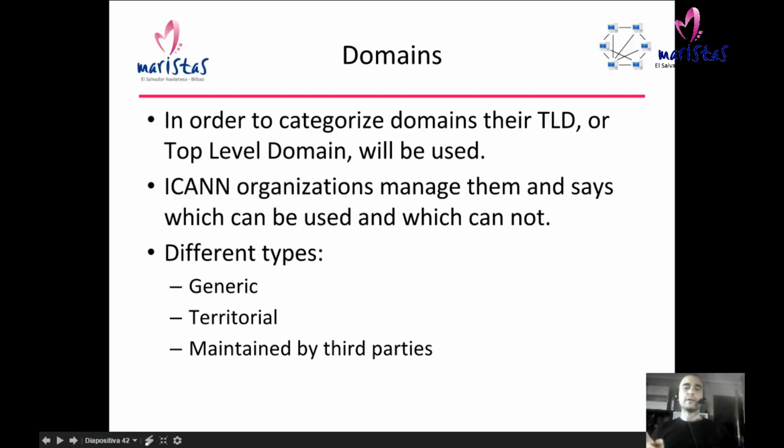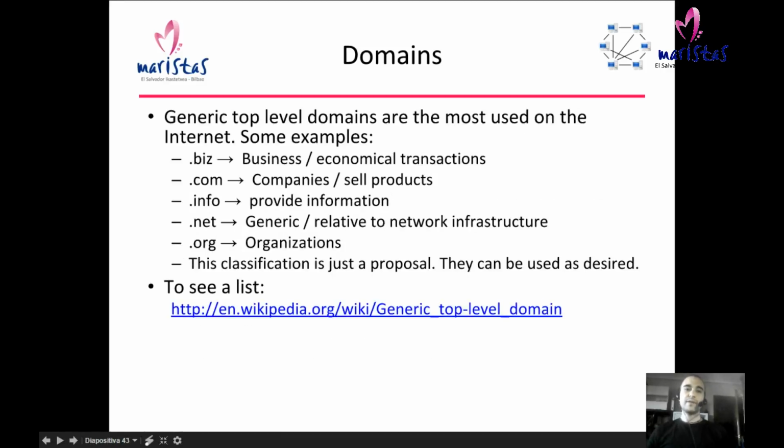The part on the right, we have said, is called the top level domain, or TLD. There is an organization called ICANN which manages them and says which can be used and which cannot. We cannot invent a top level domain. It is ICANN who manages the existing ones. There are three different types: the generic ones, the territorial ones, and the ones maintained by third parties. The generic top level domains are the most used. They are supposed to be used to categorize or classify the web pages that they contain.